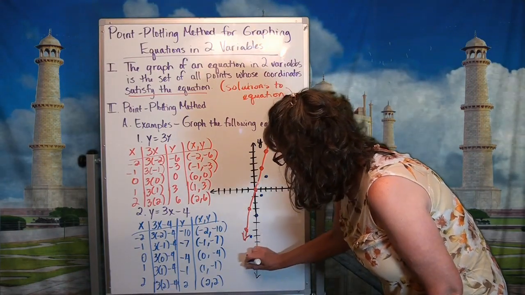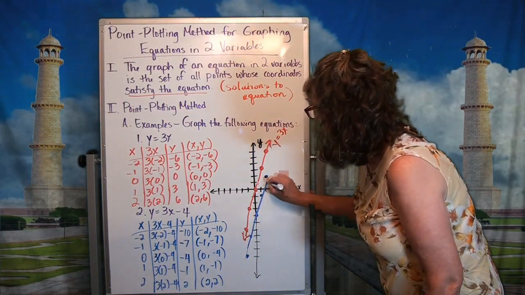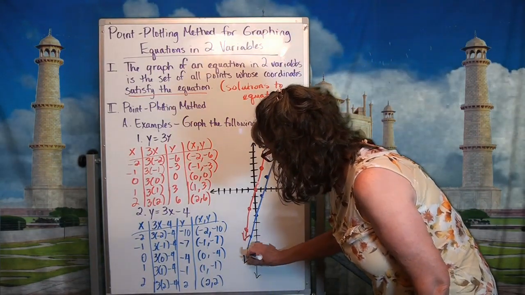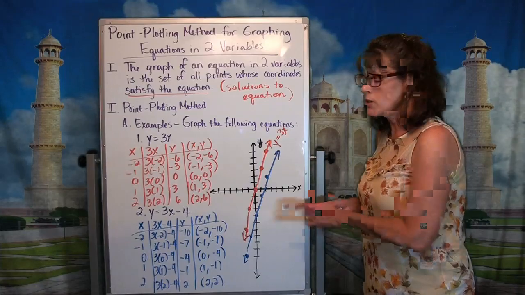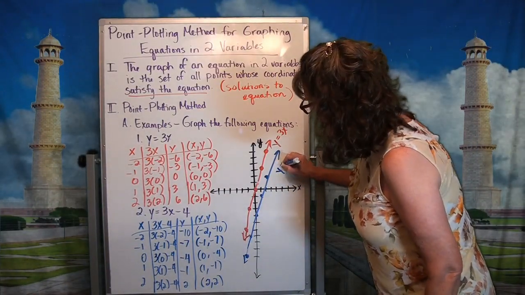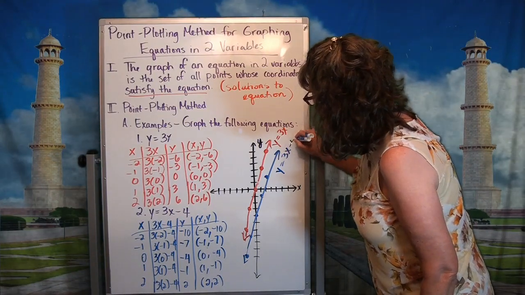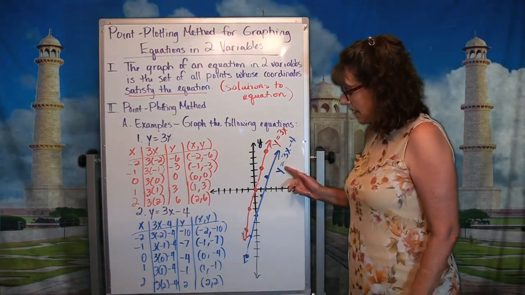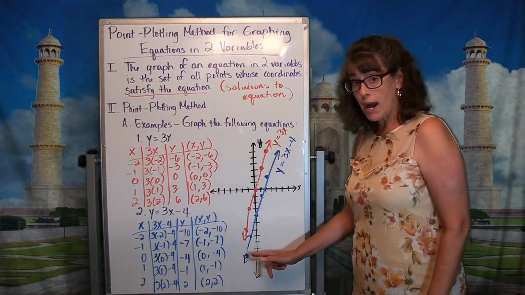And once again, if I had graph paper, it would look so much better. And if I had a steady hand and a better eye, it would look so much better. But hopefully what you're noticing, yet again, a straight line. This is the representation of the equation y equals 3x minus 4. Once again, this is the name for this graph.